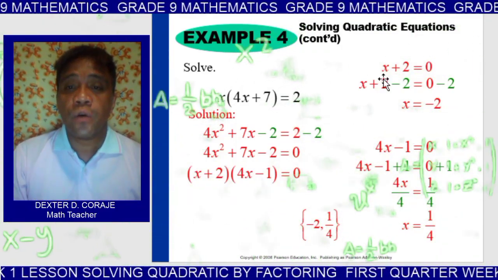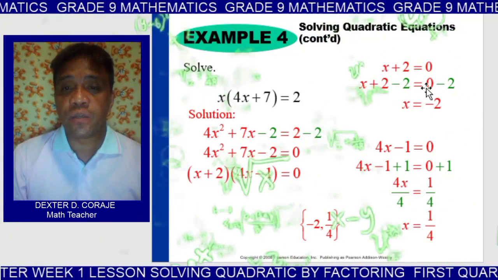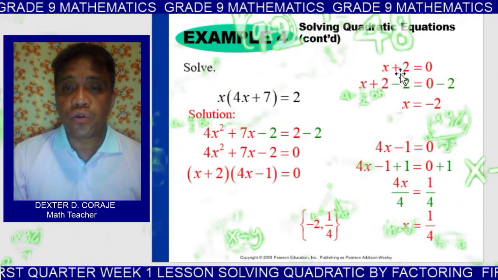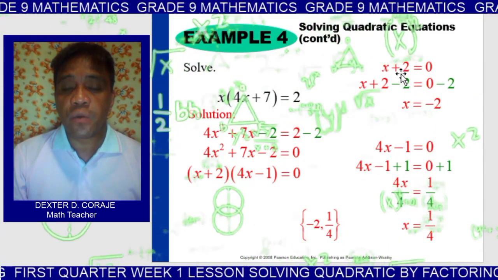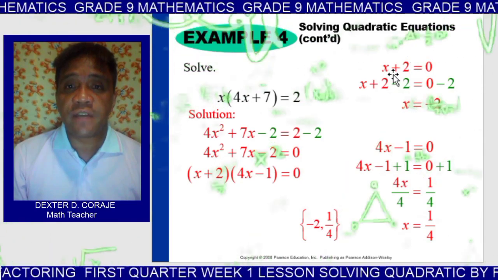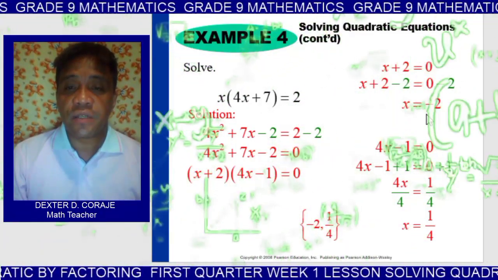And so we have x plus 2 is equal to 0. So we have x plus 2 minus 2 is equal to 0 minus 2, because we're setting plus 2 to make it 0, so that the remaining value for the left side is x. Then 0 minus 2 is negative 2.